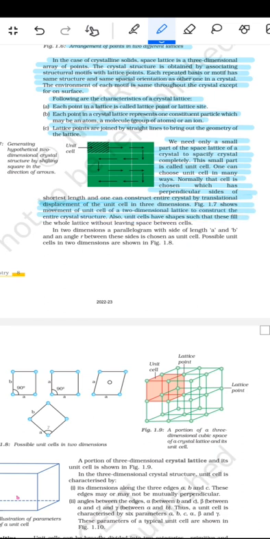Also, unit cells will have the shapes that they fill the whole lattice without leaving space between the cells. In two dimensions, a parallelogram with sides of length a and b and the angle gamma obtained between these sides is chosen as the unit cell. Possible unit cells in two dimensions are shown in figure 1.8.